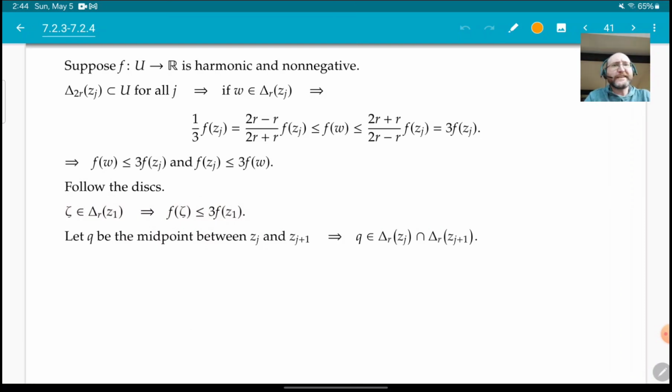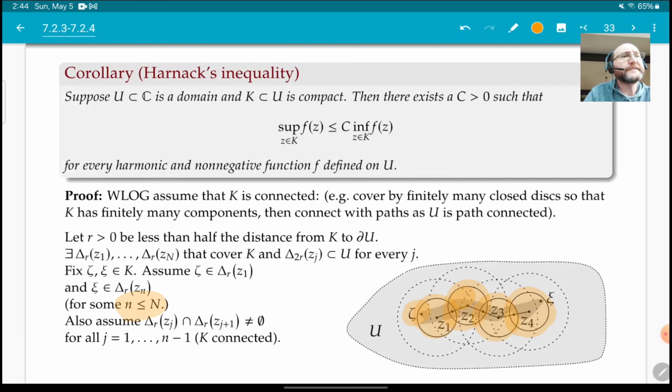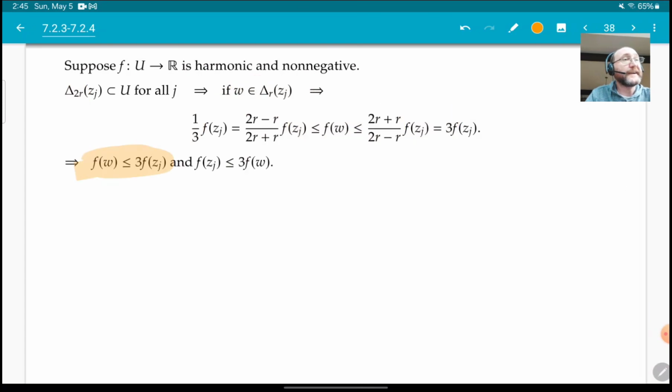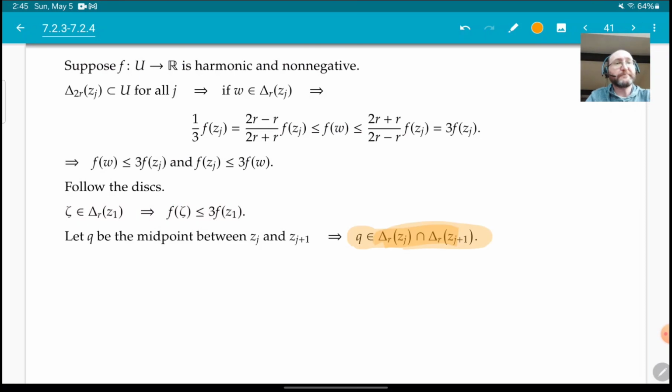Now, suppose that q is a midpoint between z_j and z_{j+1}. So then q is actually in the intersection of the two disks. I drew them in this picture over here. They're not labeled, but they're drawn in here. In these intersections, those are the q's. Those are the points in the middle between each two successive points. And that's where we're using the fact that the intersection of two consecutive disks is not empty, that this q is there, right?